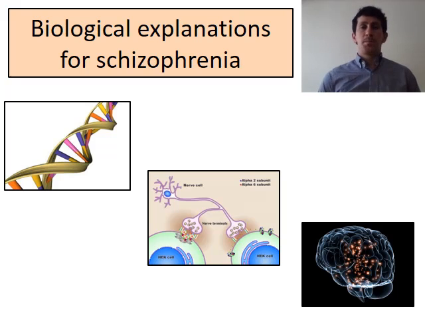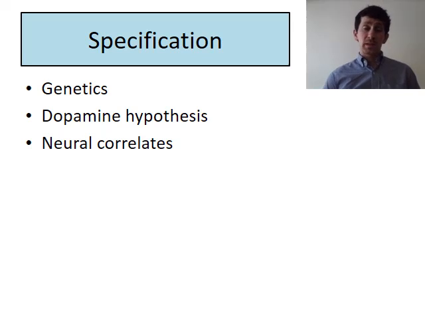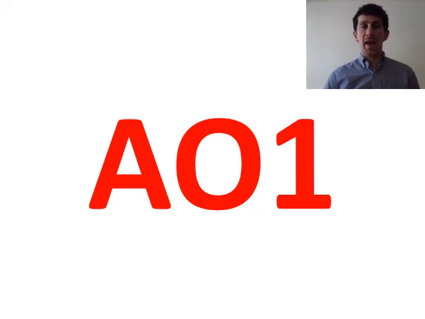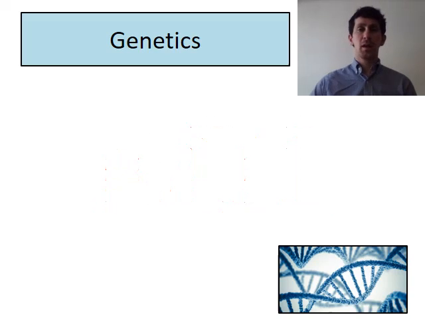This video is going to look at the biological explanations for schizophrenia. On your specification, there are three things you can get questioned on: the genetic explanation, the dopamine hypothesis, and neural correlates. So you've got to know the AO1 and the AO3 for these three different areas. We're going to look at the AO1 first.